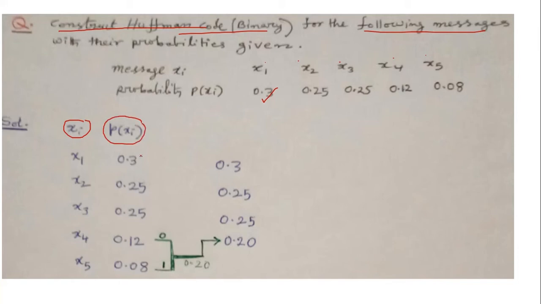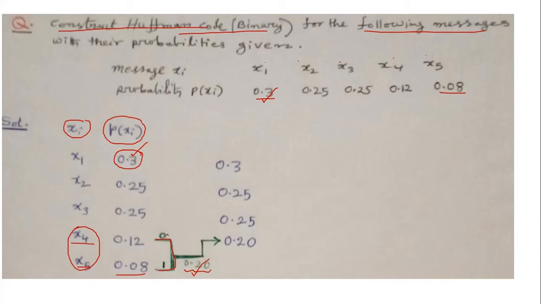We first write the highest probability first. We should arrange the given probabilities in decreasing order of probability. The highest we write first, and the lowest we write at the bottom. So the probabilities are arranged in decreasing order, and the lowest two symbols' probabilities we add: the probability of x5 and the probability of x4, to get 0.20. So 0.2 is the combined symbol probability.